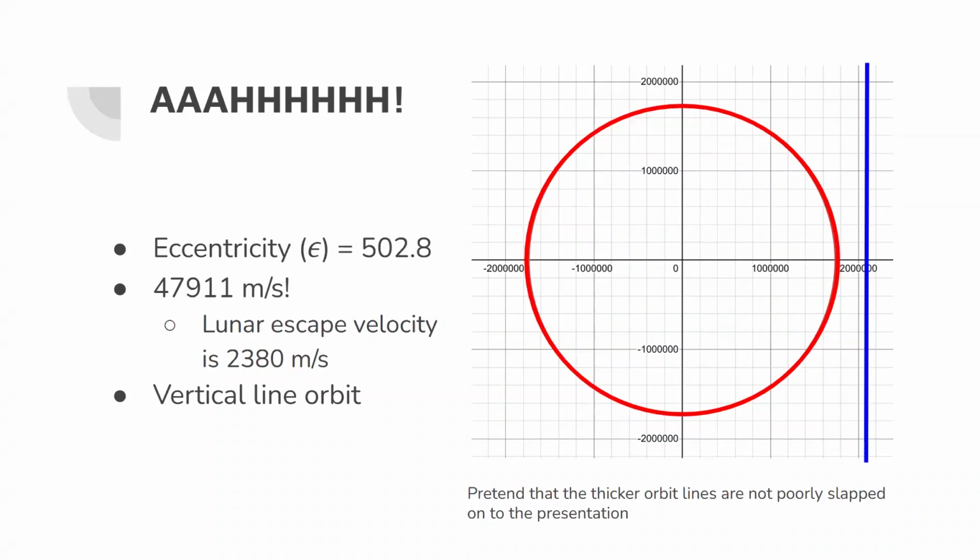47,911 meters per second, which for reference, lunar escape velocity is 2,380 meters per second. So that's over 20 times as fast, which is a little bit too fast for my spacecraft to get there.